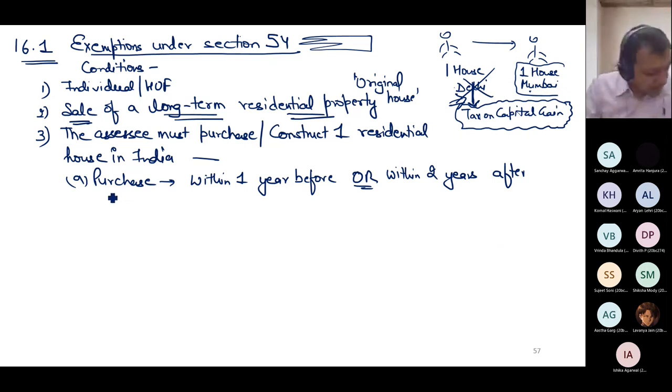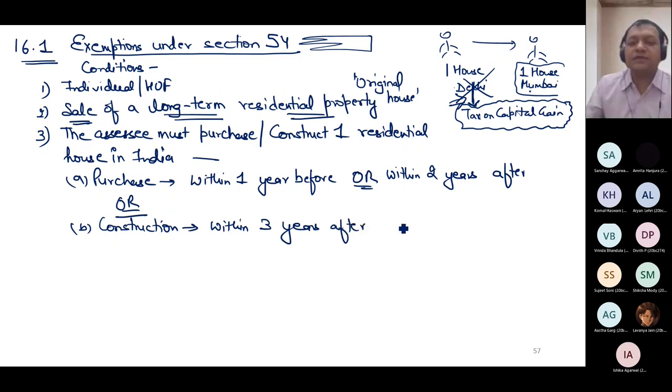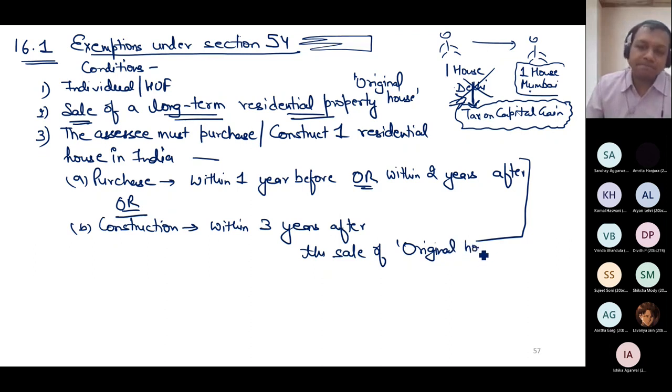So the date on which I am selling the house, within 1 year before or within 2 years after that sale, I should purchase another house in India. Or if I don't want to purchase, no issue. If I want to construct, then construction requires more time, so you say within 3 years after. After what? After the sale of original house, not houses. After the sale of original house. I will tell you this by giving the dates.